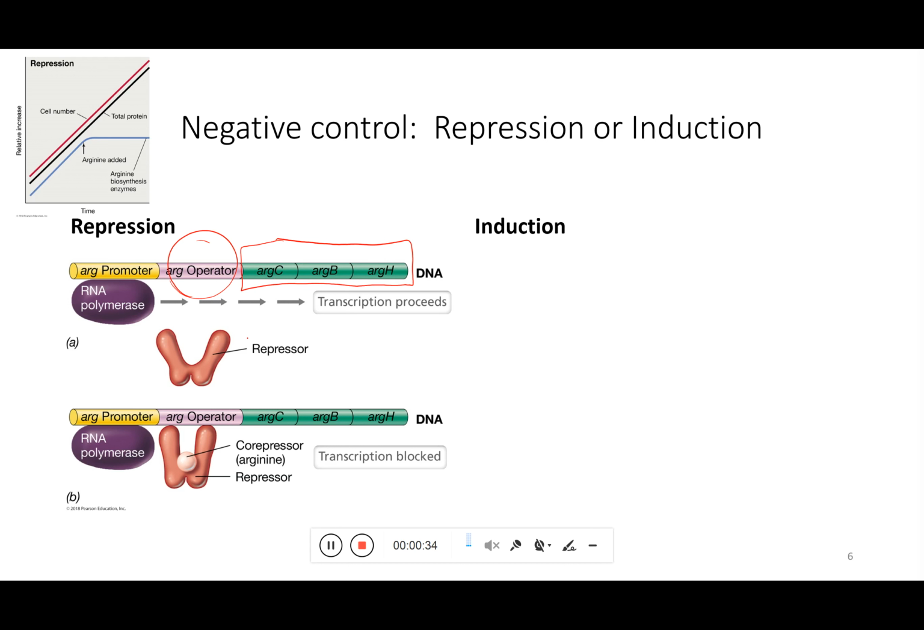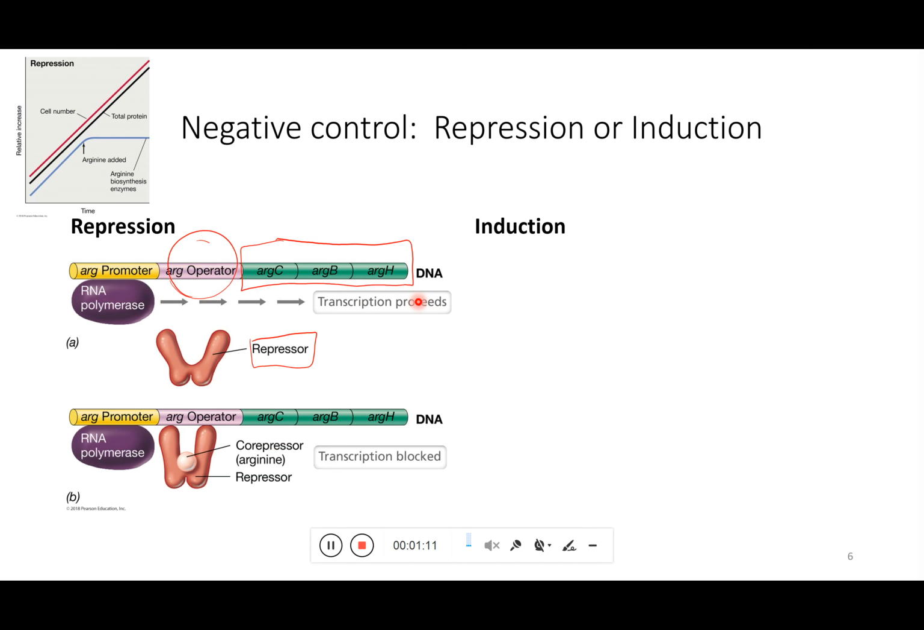Bound to the operator, we'll find a repressor. If the repressor is bound, like the bottom, then it will inhibit the ability for RNA polymerase to proceed forward. RNA polymerase is blocked, it cannot proceed. If the operator is open, RNA polymerase can proceed and transcribe as usual. So we call this negative control when we're using an operator and a repressor system. It can either be repressed or it can be induced.